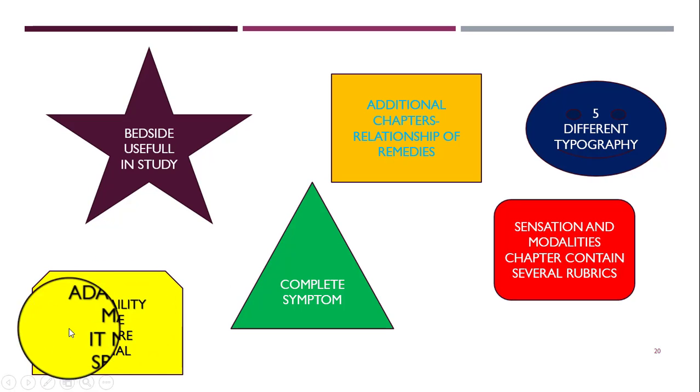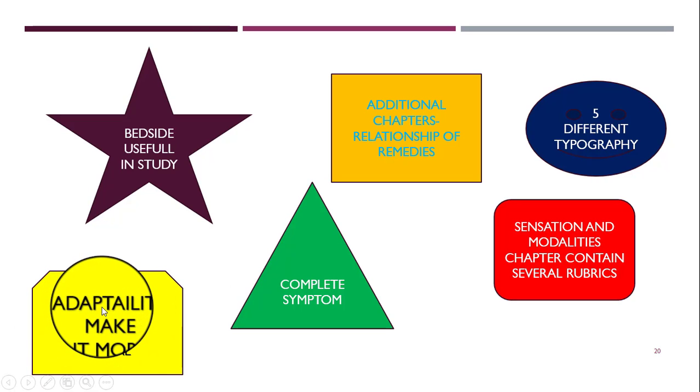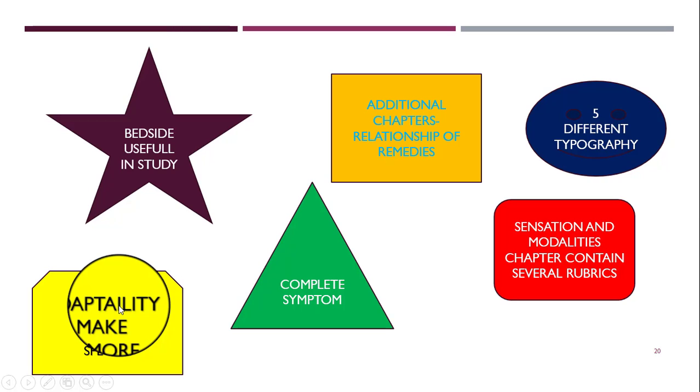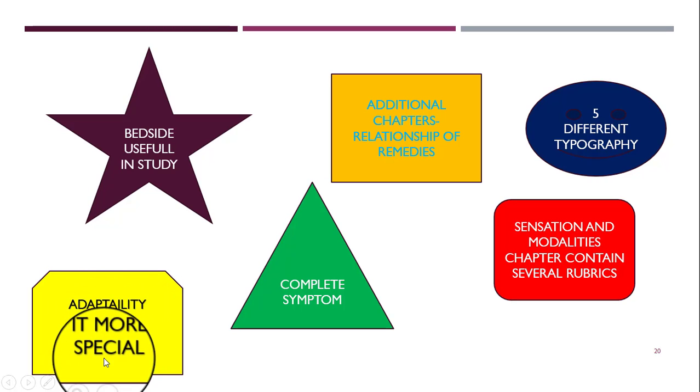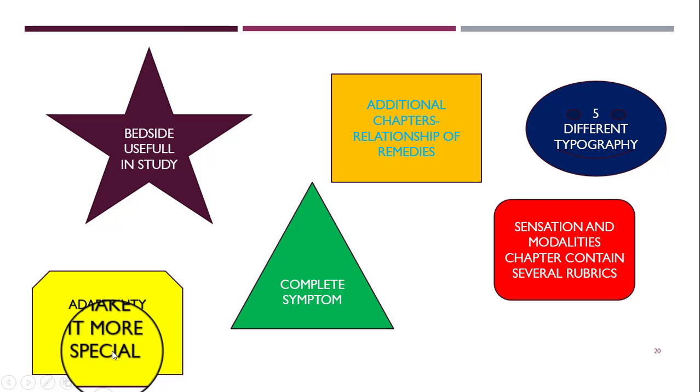And next is adaptability. So the adaptability of this repertory makes it very special for the practitioners. And being one of the initial repertories, it contains systematic arrangement and detailed information on various things, that is location, sensation, modalities and the relationship of the remedies. So these were some special features of Dr. Boenninghausen's therapeutic pocket book.